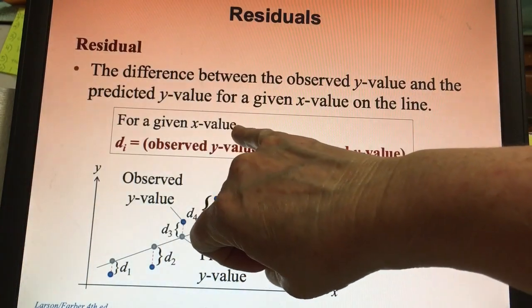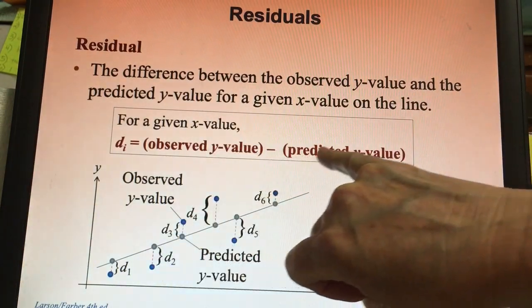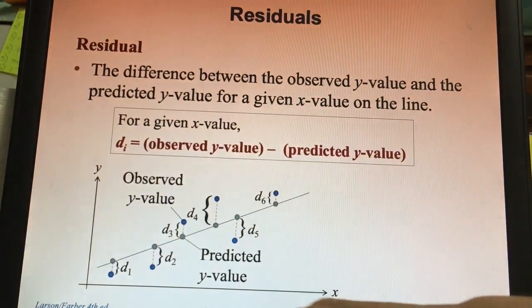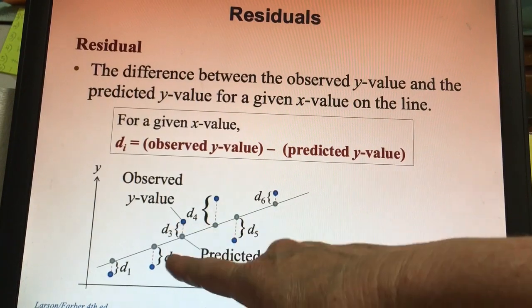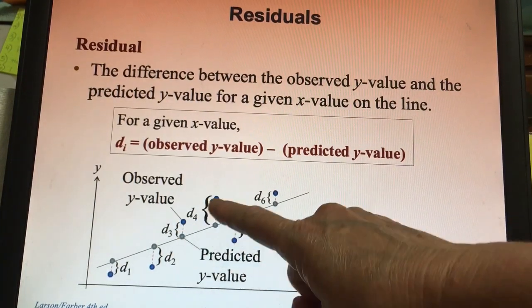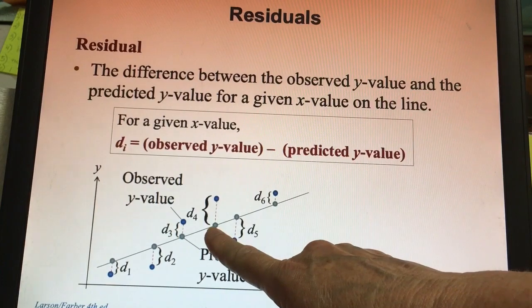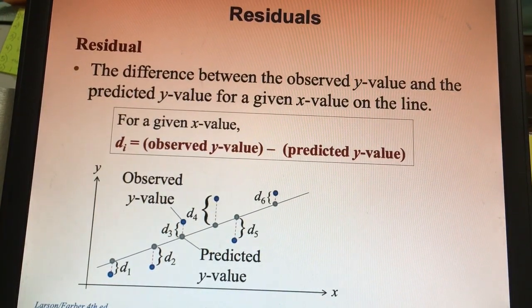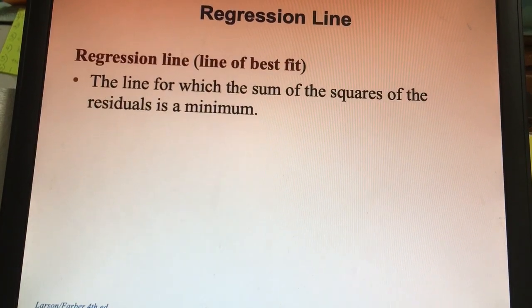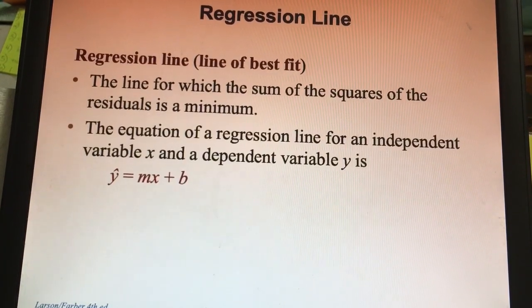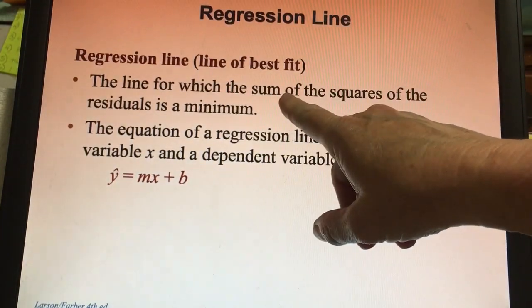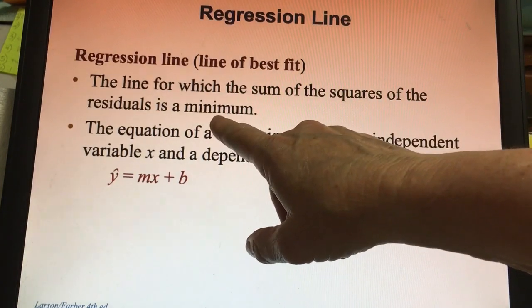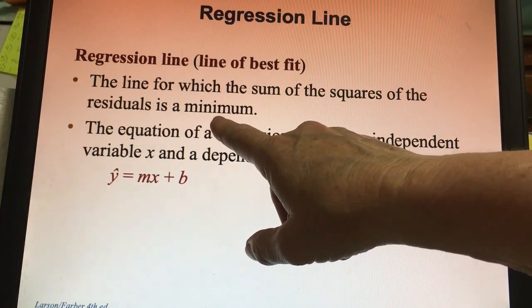So for a given x value, observed y value minus the predicted y value is this little difference, which is your residual. Okay, so the observed y value, where the y value is supposed to be, we take all of those differences. And when we're talking about a least squares line or a best fit line, it is the line for which the sum of the squares of the residuals is a minimum. Now the cool thing is your calculator is going to do that for you.